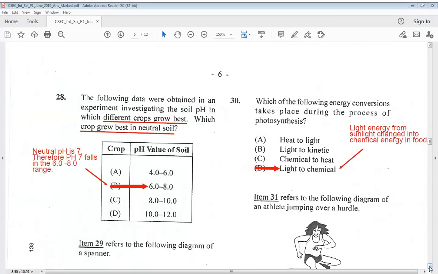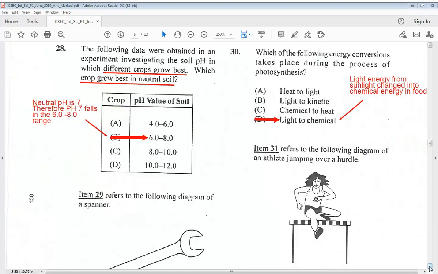28 says, the following data were obtained in an experiment investigating the soil pH in which different crops grow best. Which crop grows best in neutral soil? The answer is A, 6.0 to 8.0. So that's the answer for 28.